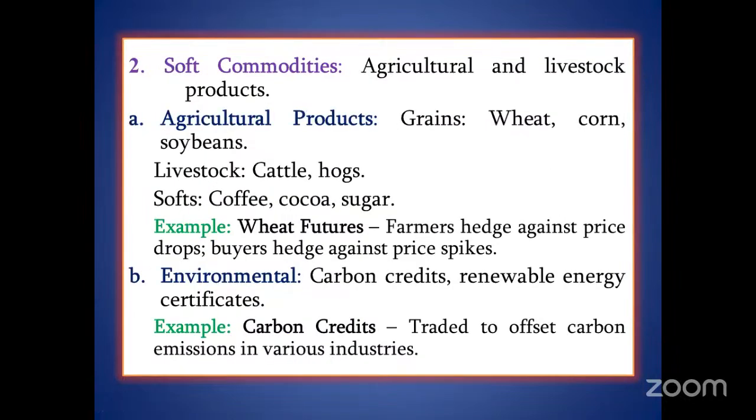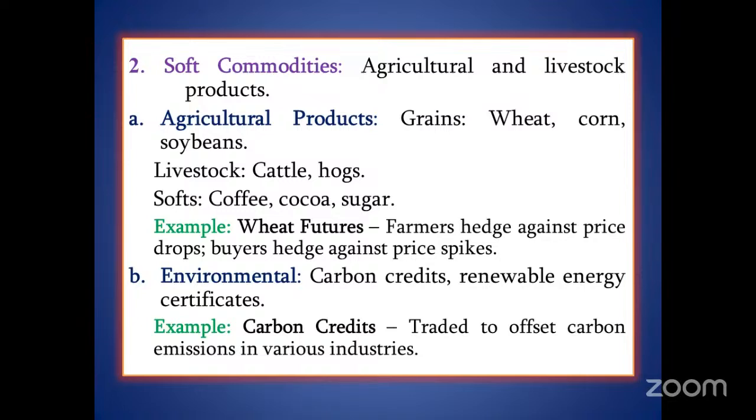Now, soft commodities. Agriculture and livestock products come under soft commodities. Soft commodities are divided into agriculture products and environmental. What are the agriculture products? Grains like wheat, corn, and soybeans are examples of agriculture products, and also livestock: cattle and hogs. Softs also include coffee, cocoa, and sugar. All these are agriculture product categories.